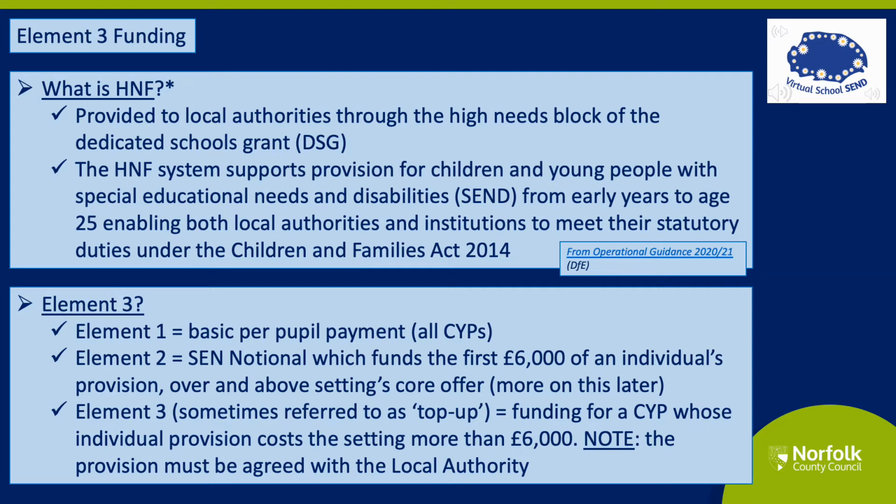Here is a description of Elements 1, 2 and 3. The SEN Notional, or Element 2, is allocated to schools each financial year and, in Norfolk, contributes to the first £6,000 of a child or young person's provision. Other counties take into consideration Element 1 as well.